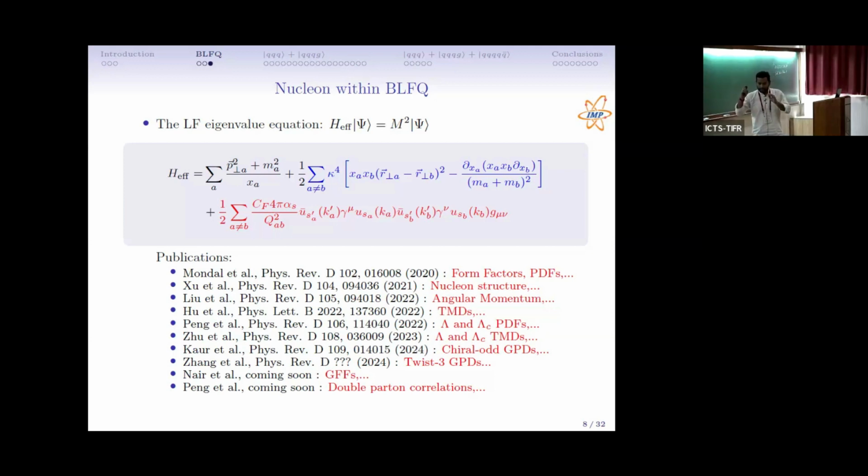And to get the spin structure, we have another kind of interaction called the one gluon exchange interaction, where Q is the momentum exchange between these two quarks. So if we solve this Hamiltonian, we obtain the wave function and can further study all these properties. These are the recent publications based on this Hamiltonian. But my talk is based on the gluon and sea quark.